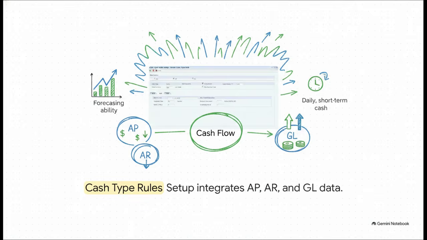Or, if you want something faster, you can use spreadsheet imports to push data straight into the F0902 account balances table. And setting up your cash-type rules takes that forecasting to the next level. By configuring these rules properly, you're essentially forcing accounts payable, accounts receivable, and your general ledger to talk to each other. This masterful setup stops redundant data entry in its tracks and allows the system to predict your daily, short-term cash flow with incredible accuracy.